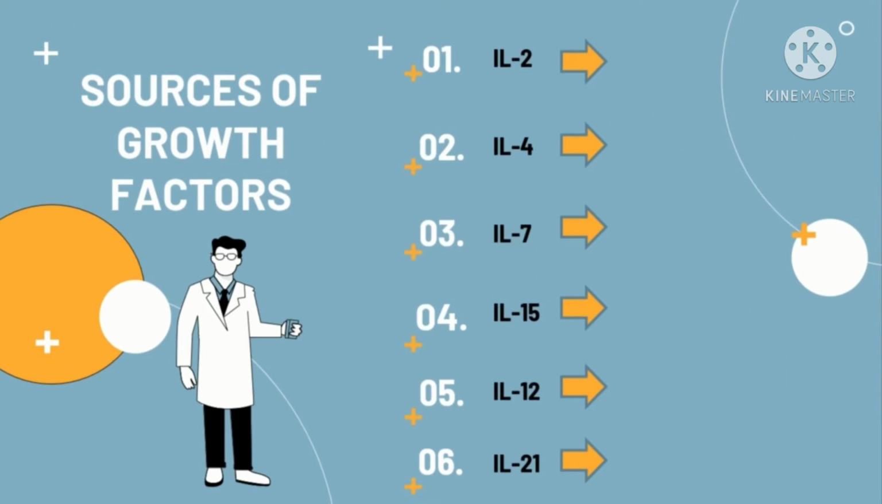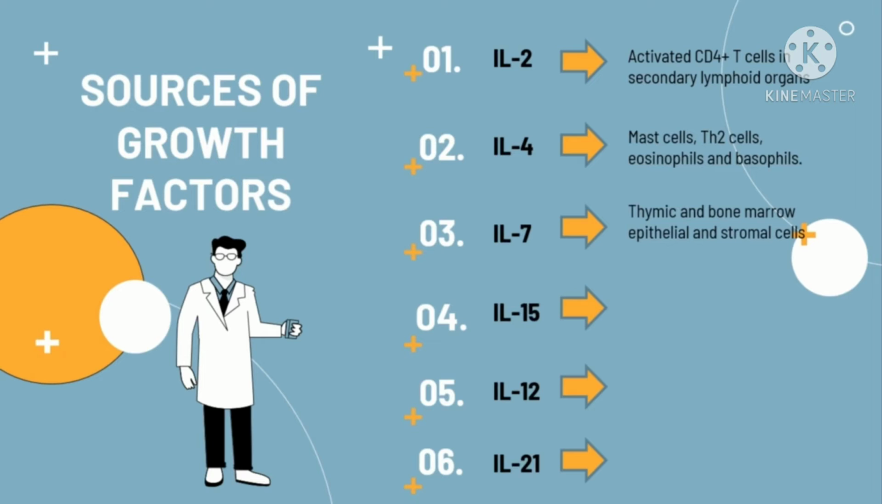Lastly are the sources of growth factors. Interleukin-2 is produced by activated CD4 plus T cells in secondary lymphoid organs, while interleukin-4 is produced primarily by mast cells, T helper II cells, eosinophils, and basophils. Besides, interleukin-7 is produced by thymic and bone marrow epithelial and stromal cells and by reticular cells in peripheral lymphoid tissues.